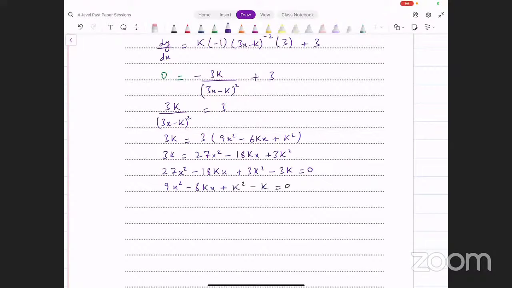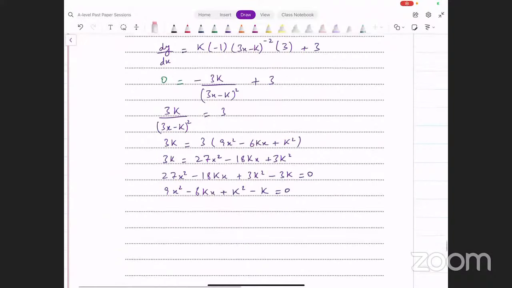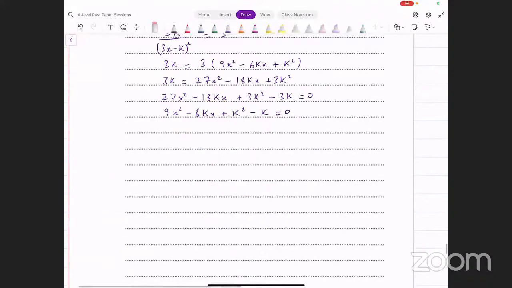So I have a quadratic equation. Now I need to solve this quadratic equation. What did the question say? Find in terms of k the values of x at which there is a stationary point. Now we have to solve this equation, and it will come in terms of k. Factorizing it will most likely be a bit complicated. You could try if you want, but most likely it's not going to work. So what do we do? We input the values into the quadratic formula.